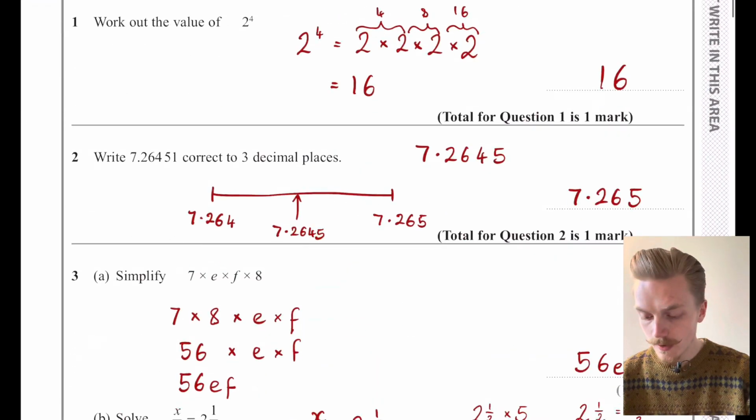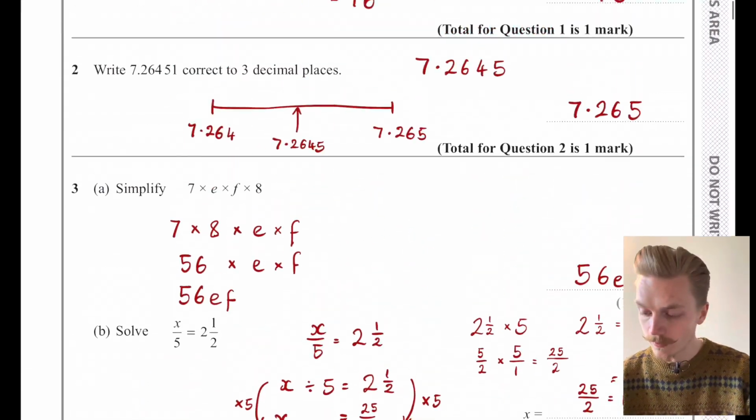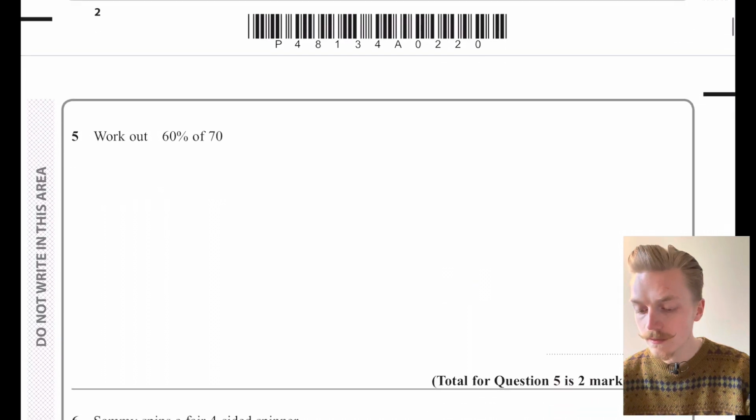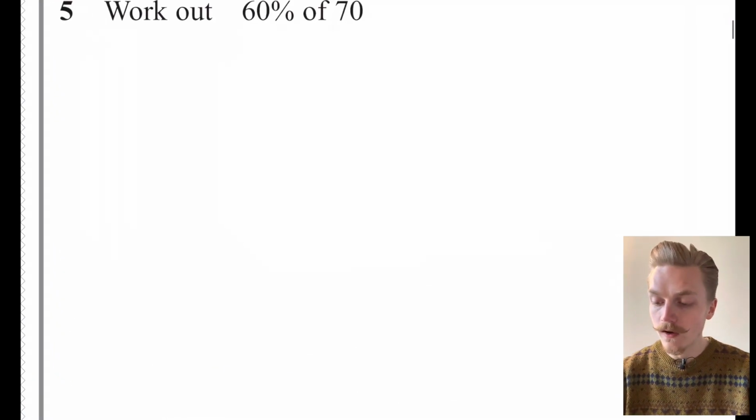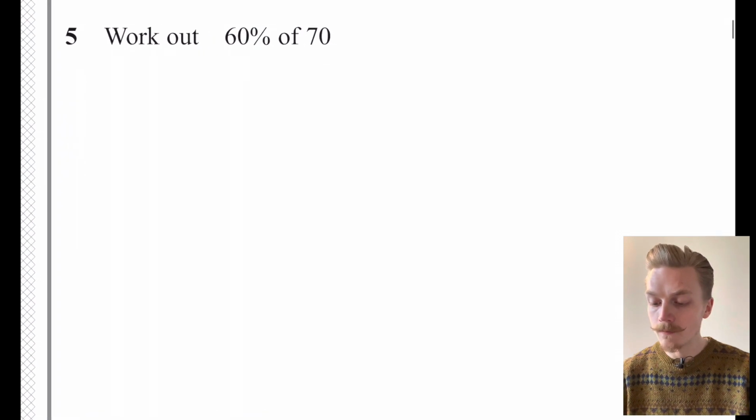Last episode, we looked at the first 4 questions only. We just did the first page in quite a lot of detail. We're going to try and get 2 pages done today. So we're starting off on question 5, working out 60% of 70.